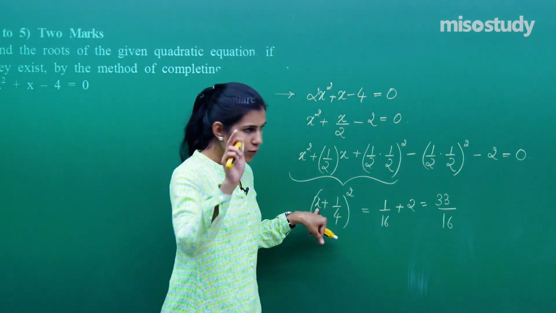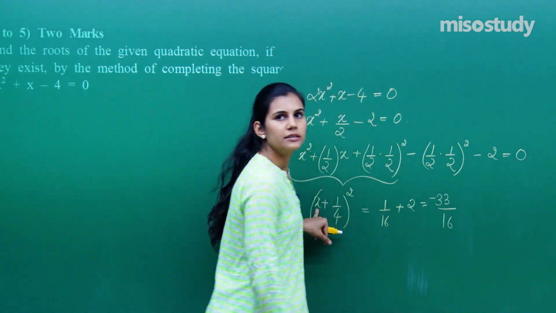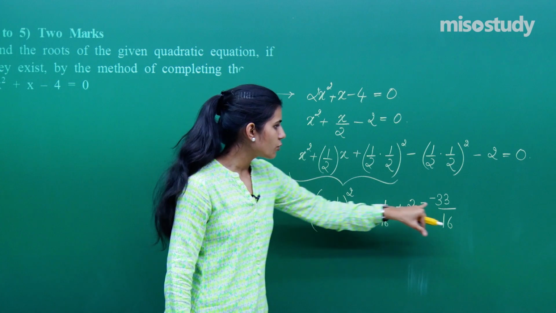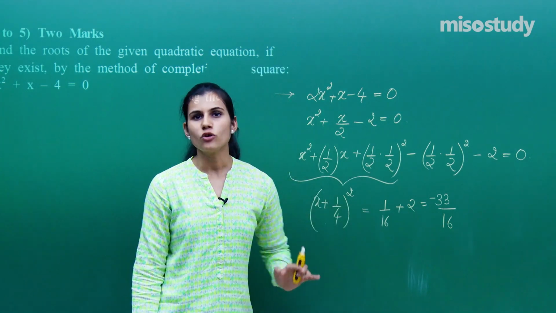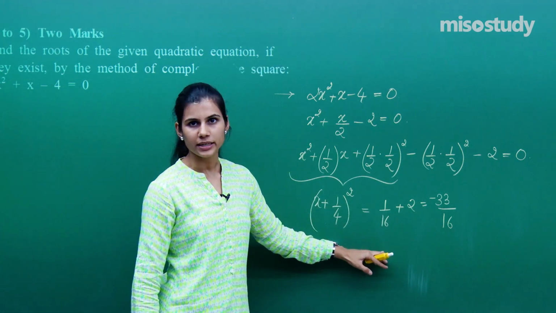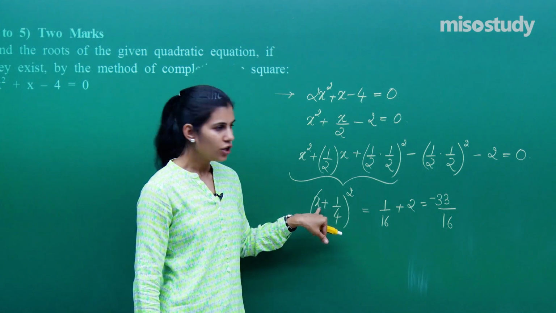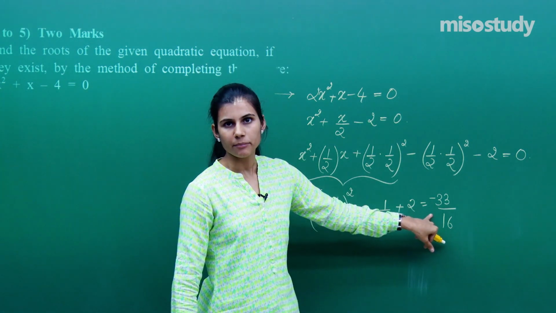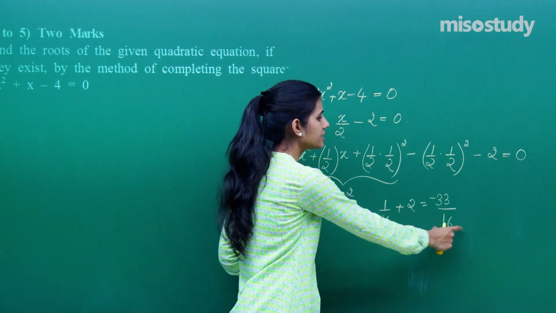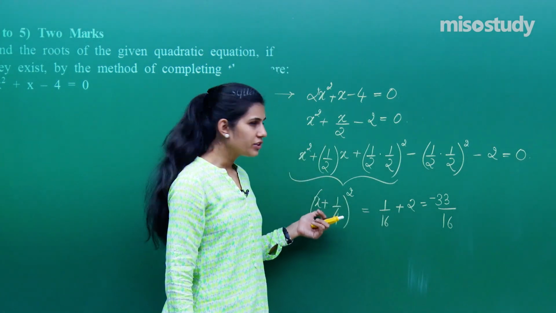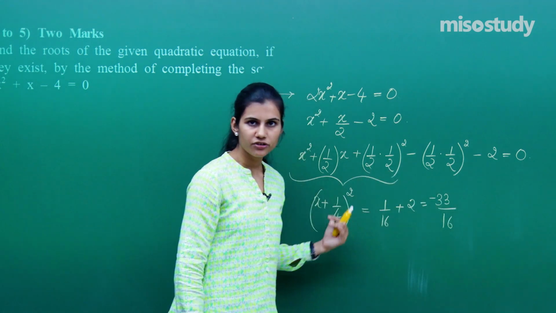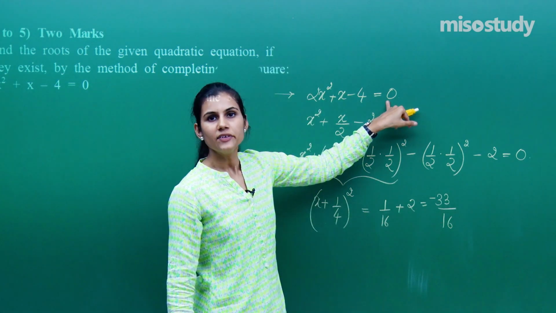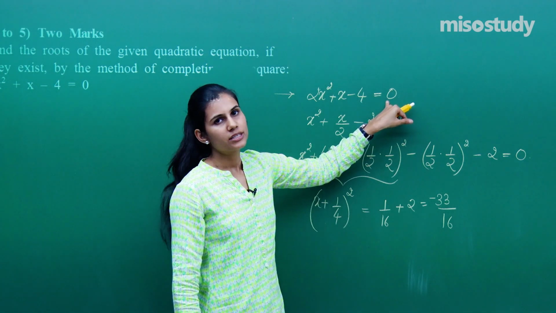Suppose you would have got a negative sign over here. That means you would have got a real number whose square is negative, which is definitely not possible, because there is no real number x which when you add to 1 by 4 and square it, you get a negative number, because square of any real number is never negative. That is why there is no real number x which can satisfy this equation when it is negative. That means there is no real x which can satisfy even this equation, and therefore this has no real roots.